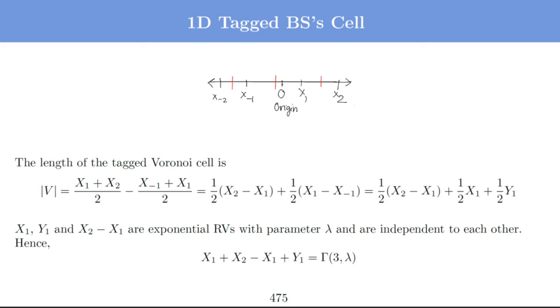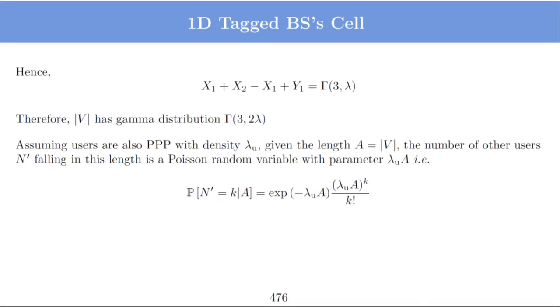So x2 minus x1 is an exponential random variable, x1 is an exponential random variable, y1 is an exponential random variable. So the sum of these three will be a gamma random variable with parameter 3 and lambda. So half of this would be, what will it be? It will be a gamma random variable with parameter 3, only the rate will change. So the summation of these random variables is a gamma random variable with parameter 3, and the Voronoi cell length is half of this, so it should be equal to a gamma random variable with parameter 3 and rate 2 lambda.